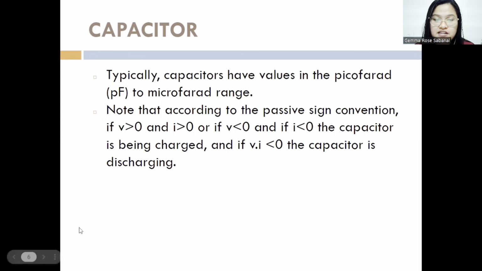And it is very understandable, the explanation is very clear here: if V and I are both greater than 0, or V and I are both less than 0, the capacitor is charging. While if V times I is less than 0, the capacitor is discharging.